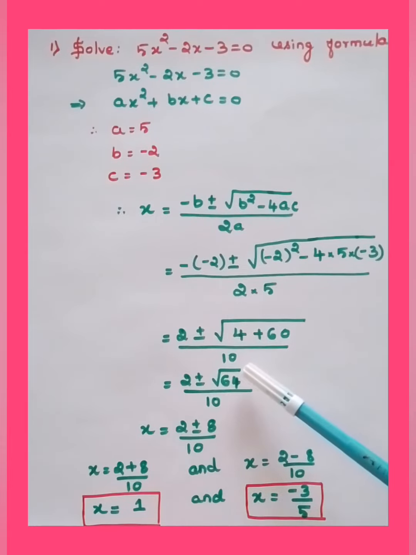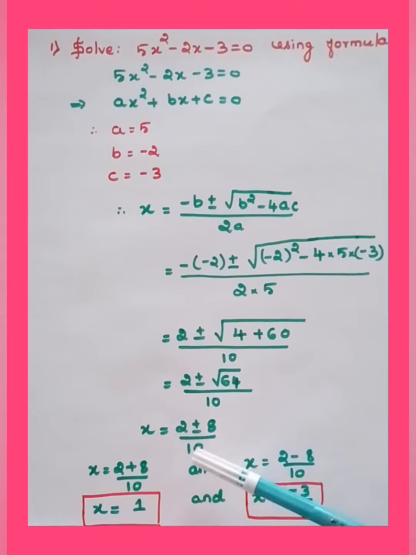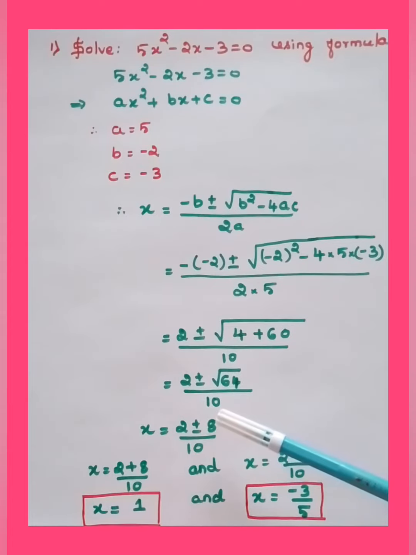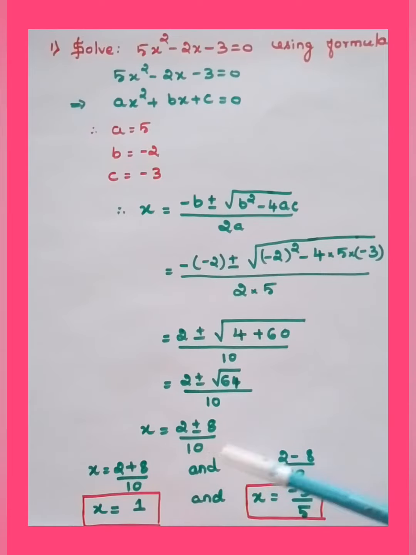And next step, square root of 64 is 8. Remaining we bring back down. So 2 plus or minus 8 divided by 10. After this step, we have to separate it into one with the plus and one with the minus. So x is equal to 2 plus 8 by 10, and x is equal to 2 minus 8 by 10.